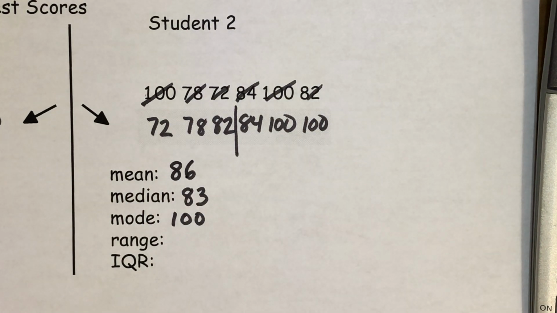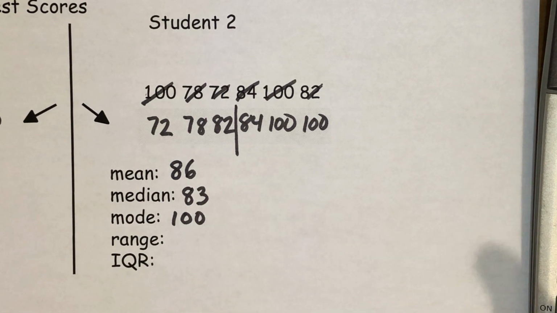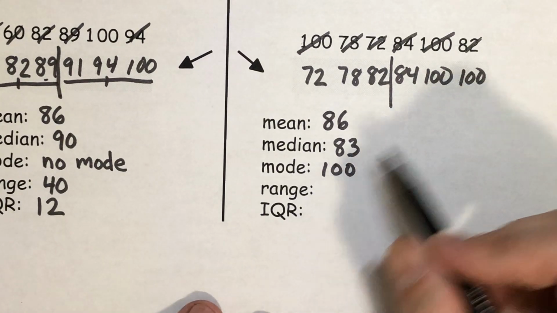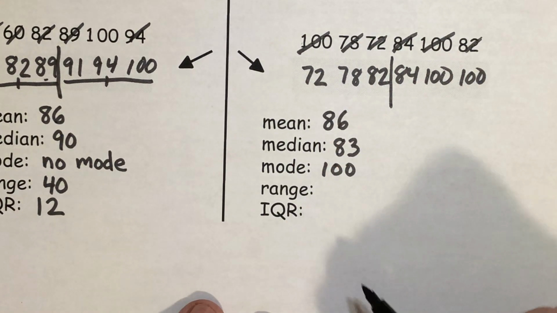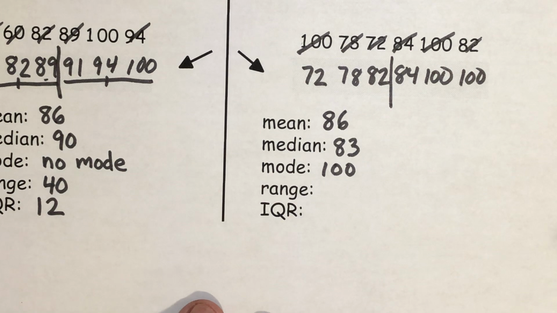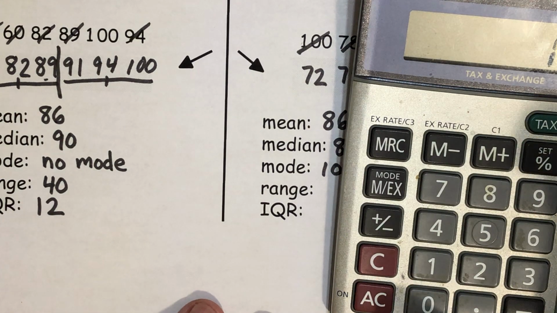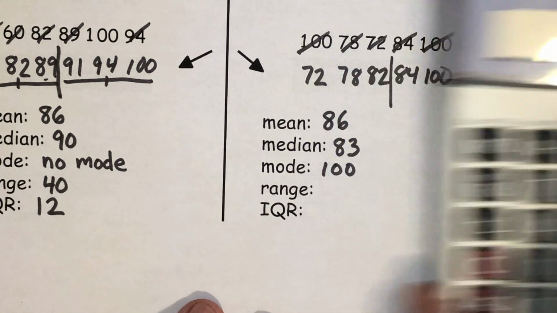I think this is why we're doing this example. We're realizing that these numbers are very different, but the average still ended up being the same. The mean ended up being the same. So let's go back and do the range here. We subtract 100 minus 72, and again, we can do that on our calculator. 100 minus 72 gives us 28.